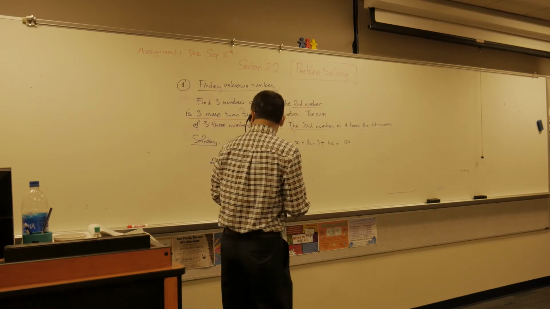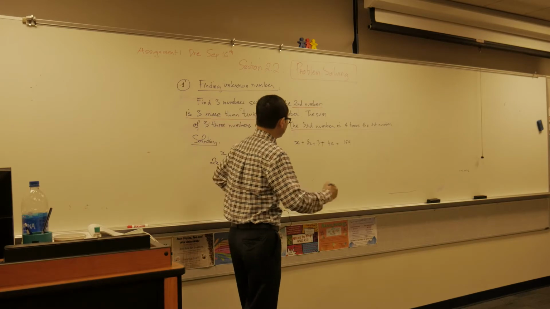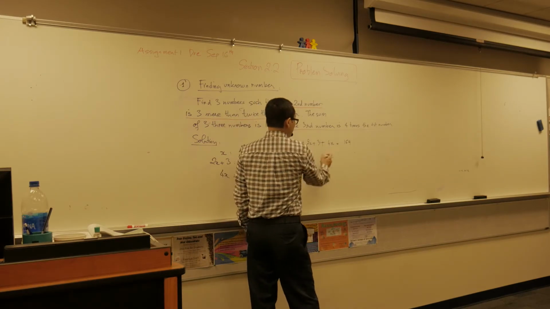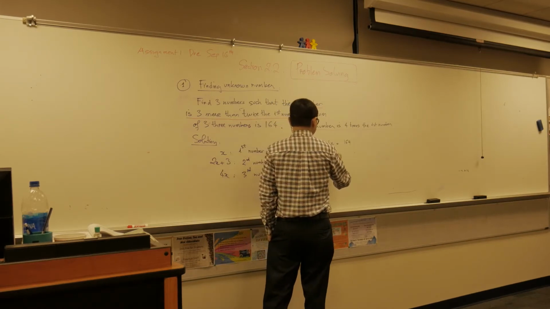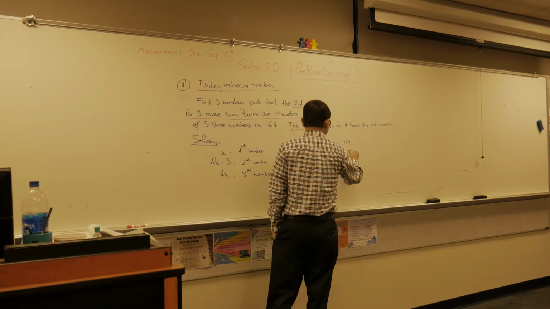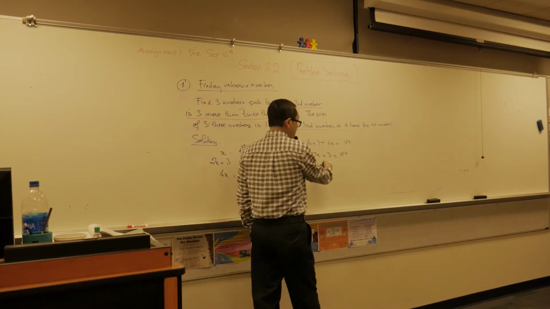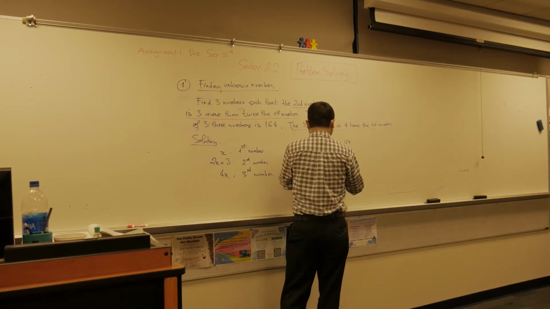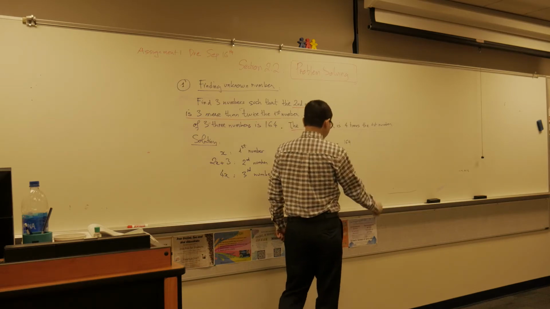So how are we going to solve for that? Anyone? Add like variables. Okay, so I'm going to combine like terms. So 2x plus 4x is 6x, plus x is 7x. Plus 3 equals 164. Then I subtract 3 from both sides. X equals 23.